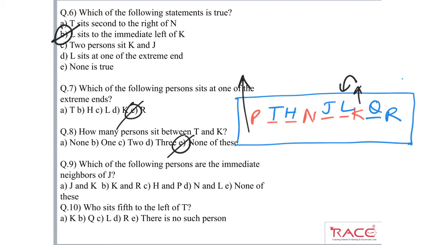Okay. So now next question, which of the following persons are the immediate neighbors of J? So here we have J, immediate neighbors of J are N and L. So N and L, this is option D. Last question, who sits fifth to the left of T? Here we can see T is the second person from the left hand. So no person is sitting. So what is the answer? Answer is option A. So these are simple questions.